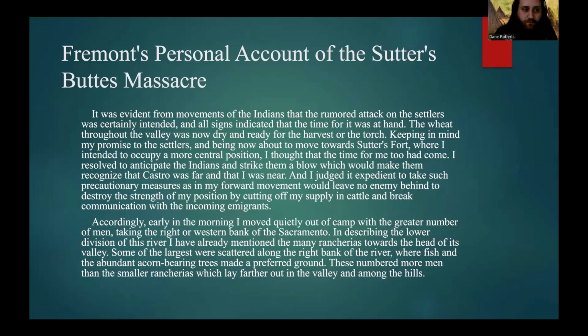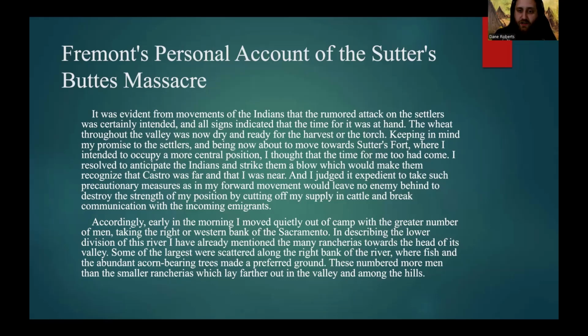It reads, and I quote, "It was evident from the movements of the Indians that the rumored attack on the settlers was certainly intended, and all signs indicated that the time for it was at hand. The wheat throughout the valley was now dry and ready for the harvest or the torch. Keeping in mind my promises to the settlers, and being now about to move towards Sutter's Fort, where I intended to occupy a more central position, I thought that the time for me too had come. I resolved to anticipate the Indians and strike them a blow which would make them recognize that Castro was far and that I was near.